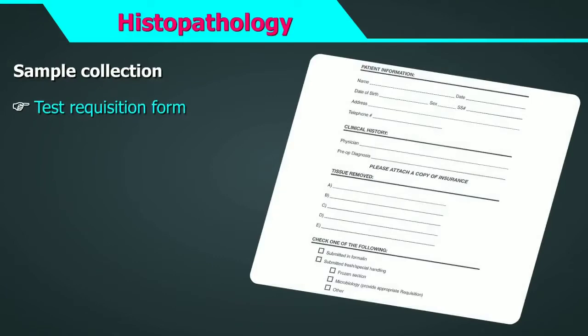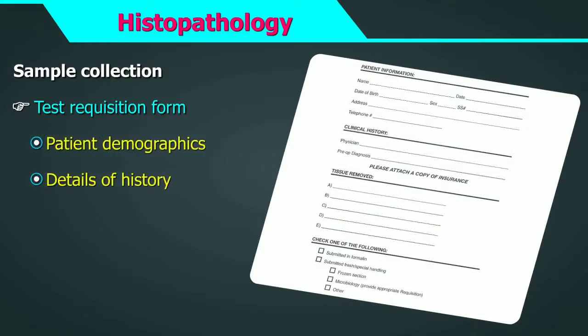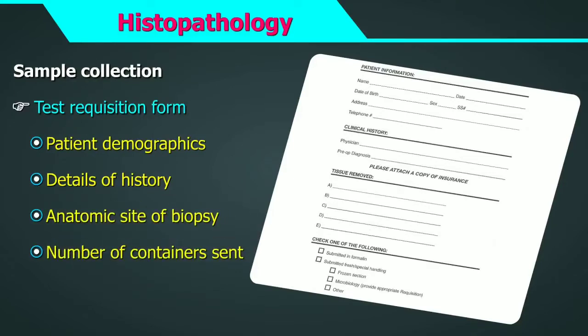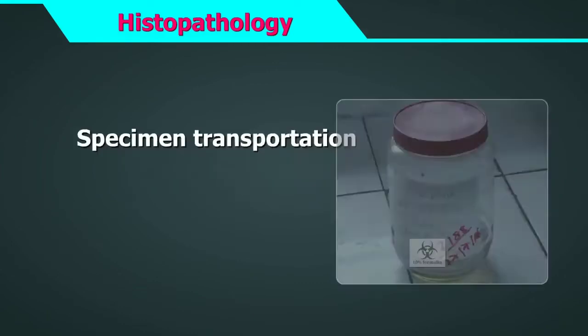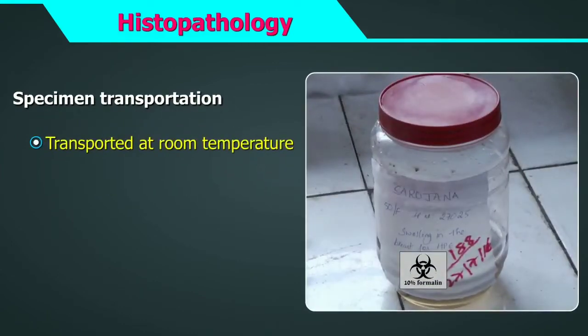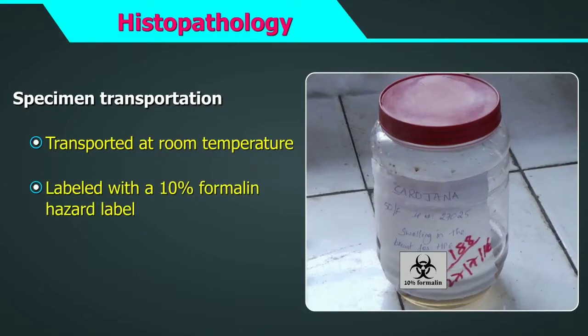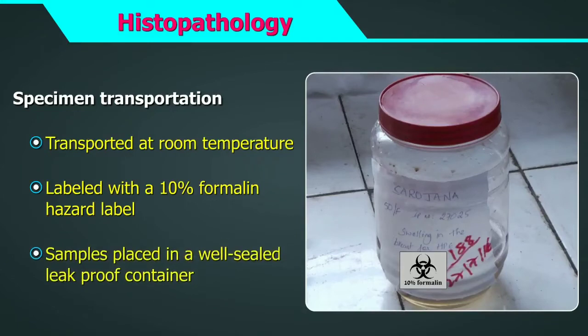A test requisition form for cytopathology and histopathology must have space to capture details of patient demographics, details of histories of patients, anatomic sites of biopsies, number of containers sent, specimen transportation instructions, etc. Specimen transportation. Samples may be transported at room temperature and must be labeled with a 10% formalin hazard label. All samples should be placed in a well-sealed, leak-proof container.